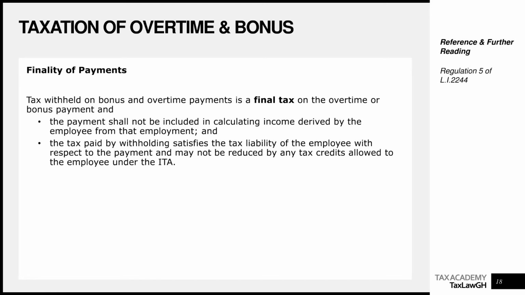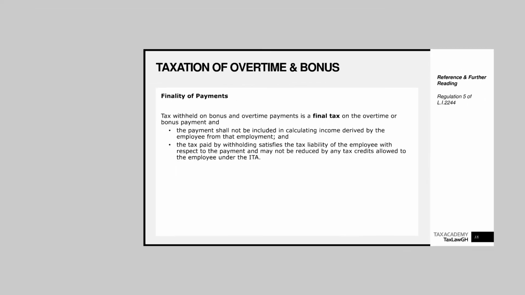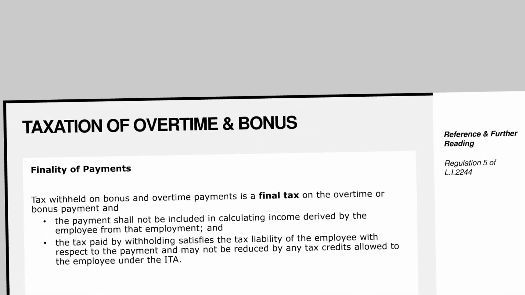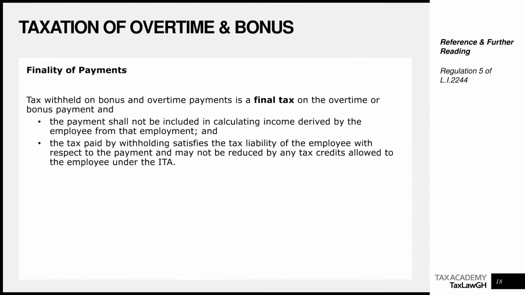And the tax paid by withholding satisfies the tax liability of the employee with respect to the payment and may not be reduced by any tax credit allowed to the employee under the Income Tax Act. So just remember from here, takeaway point is that bonus payments are final. Overtime payments are final. The tax liability suffered on them, end of story. It ends there. Remember that. We've come this far.